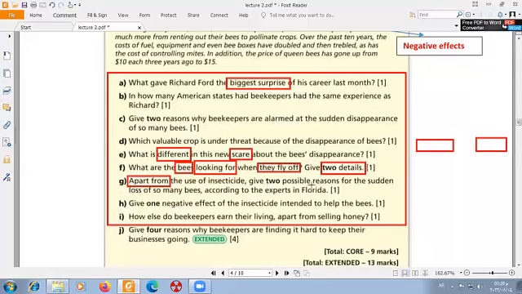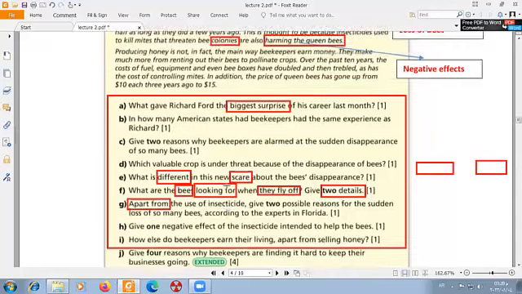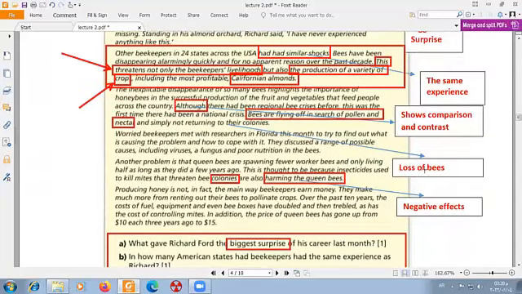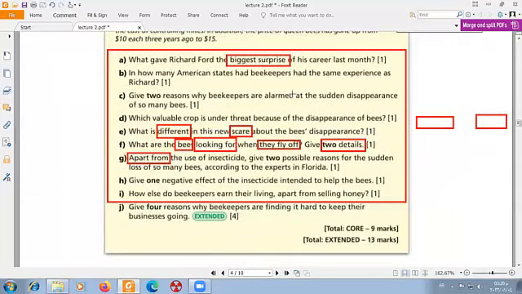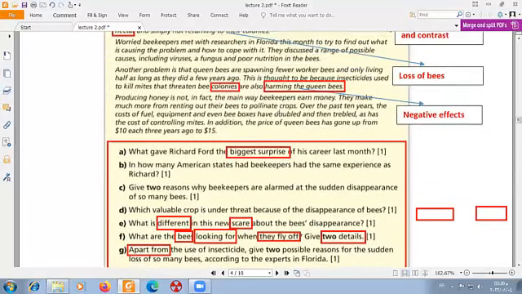Okay? Give two possible reasons for the sudden loss of so many bees. What causes the disappearance or the loss of so many bees? This phrase loss of bees is equal in the text to what? Not returning to colonies. Okay? So what are the reasons? Fungus, he says in the text. Virus. Yes, viruses, fungus and poor nutrition. So we have three things: viruses, fungus and poor nutrition.